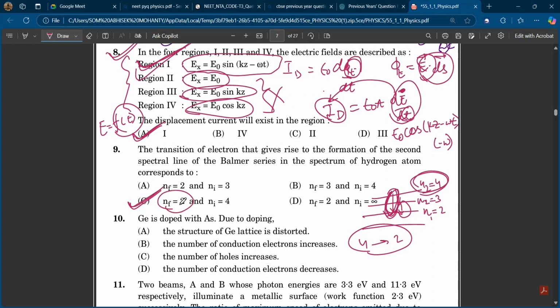So n final is 2 and n initial is equal to 4.